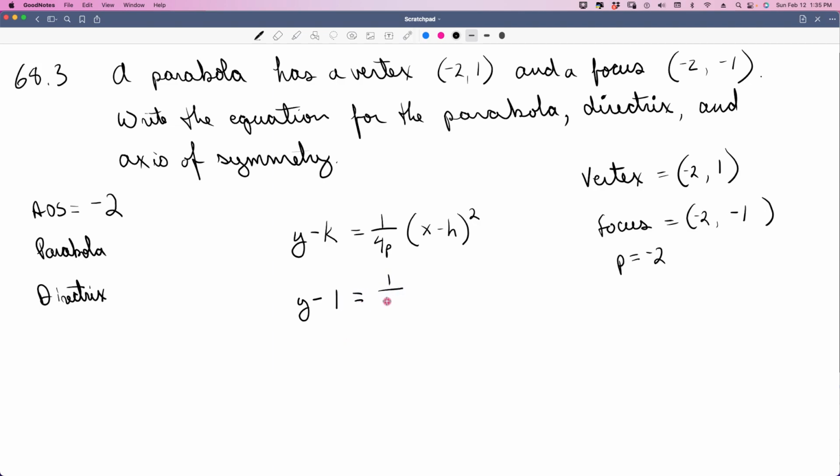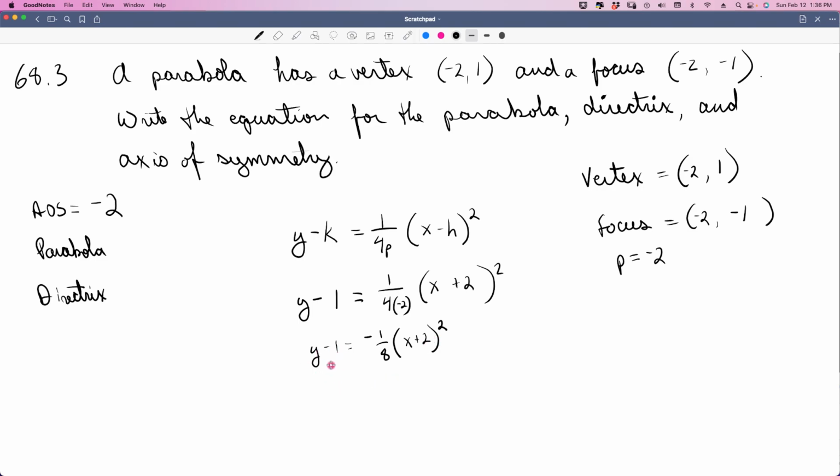And this is 1 over 4 times p, which is -2. And then I have x minus, and h is a -2, squared. So this is going to be +2. So I can just go ahead and erase that and make it a +2. So now when I multiply, I get 4 times -2, which becomes a -8. So that'd be a -1 over 8 times x plus 2 squared.